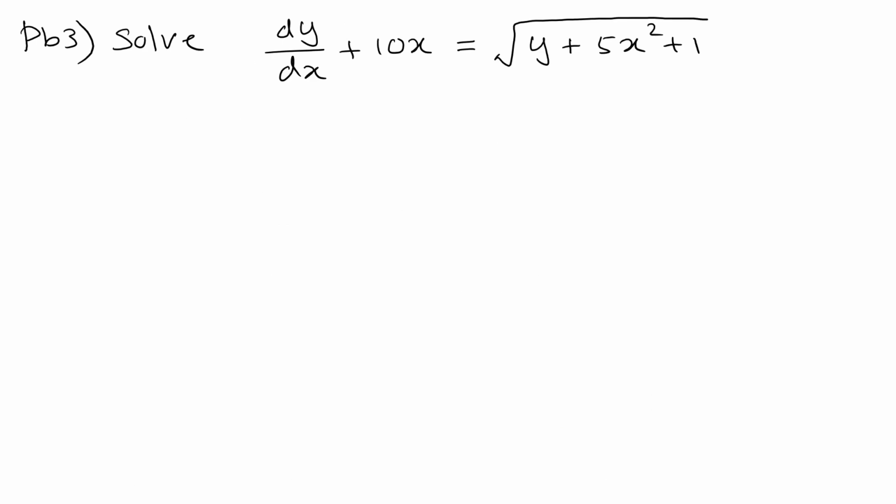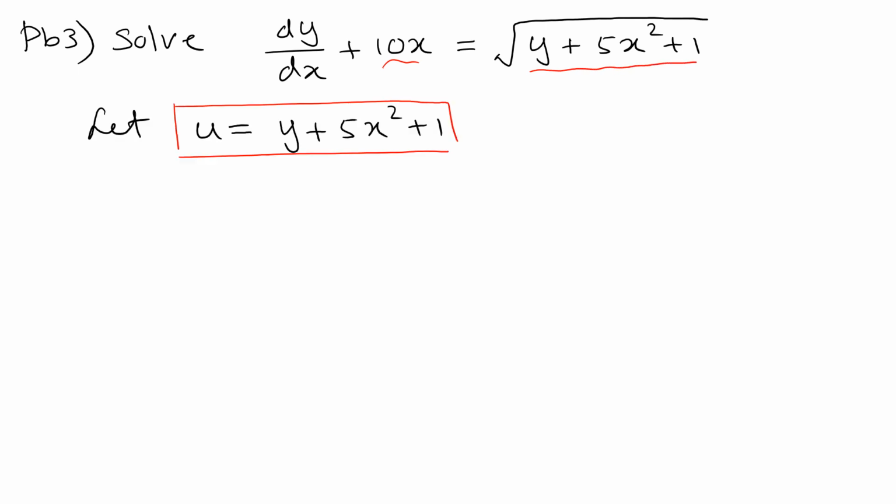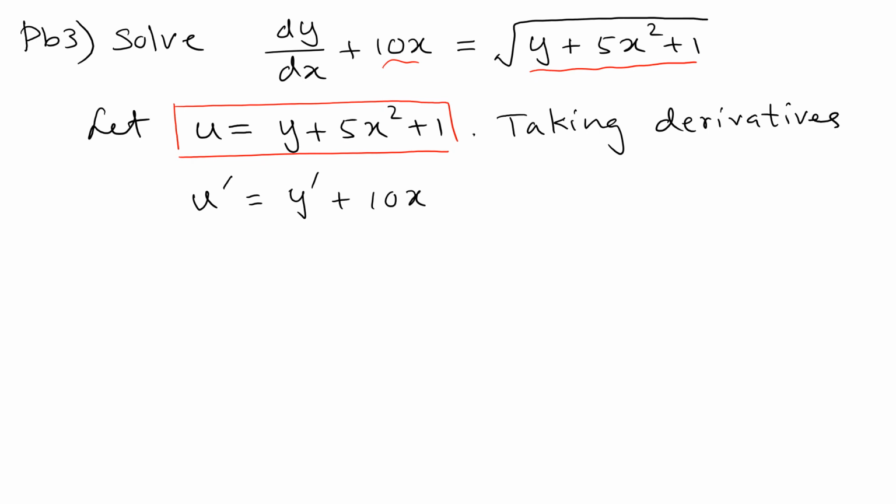So as the next one, let's look at this problem. dy/dx plus 10x equals the square root of y plus 5x squared plus 1. What I'm going to do is pick this inside function as u, and then take derivatives. You get y prime on the left side equal to u prime, and on the other side you get y prime plus, if you take the derivative, 10x. So you can see that's exactly what you have on the left side.